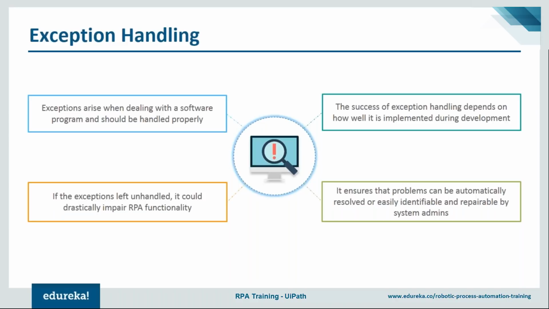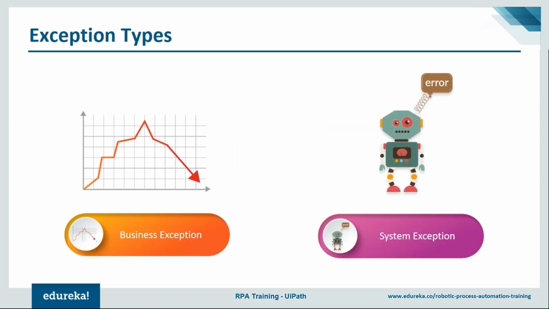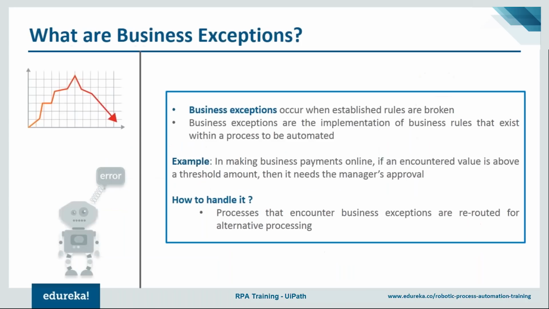So how will Chrome handle that? When you have these kind of problems, you have to handle them, and the way to handle them is using exception handling. Now, what are the exception types that can arise when you're using RPA? There are two types of exceptions that you can get. One could be a business exception, or it could be a system exception. For example, what I just told you, that your computer ran out of memory, that is a system exception. The other kind of exceptions are business exceptions. So let's see what business exceptions are first.